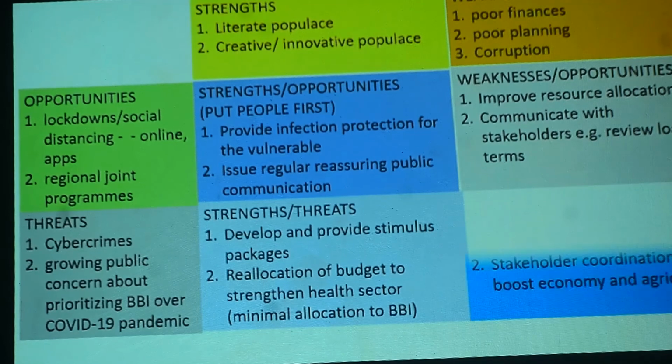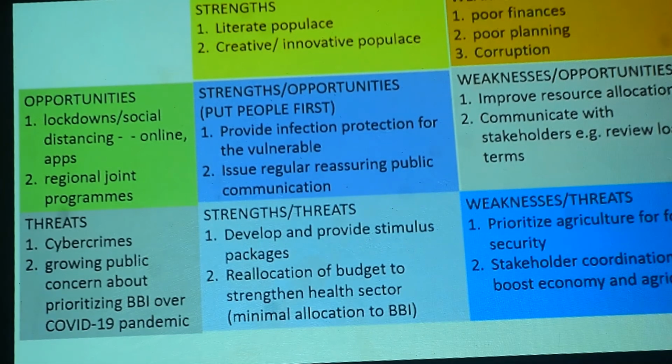Priority setting, weaknesses and threats. Can we perhaps prioritize agriculture for food security? Can we do dehydration, preservation? Can we now invest in early maturing crops? Can we ask stakeholders, coordinate them to boost the economy and agriculture? Food. After all, President Uhuru Kenyatta has got a food agenda.